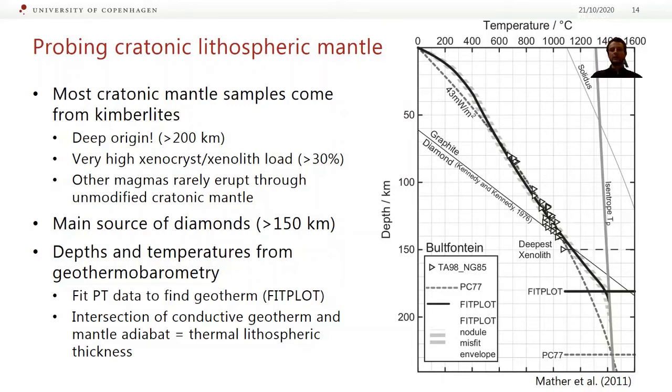Generally, people will take the Cratonic lithospheric thickness as being something around the intersection of the conductive geotherm in the lithosphere with the mantle adiabat. So you can see here the dark black line that says fit plot. That's the estimate of the Cratonic thickness at this Kimberlite. This is Bultfontein. I'm not sure, that might actually be one of these group 2 Kimberlites, I'm not quite sure.